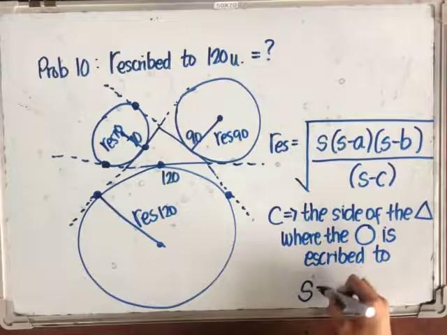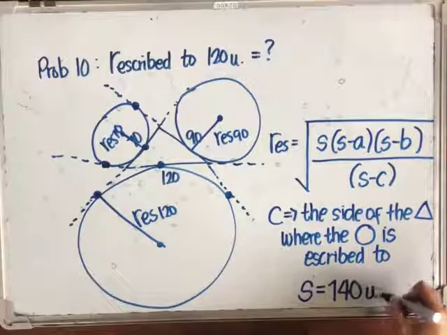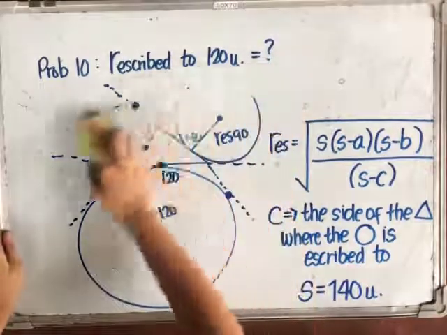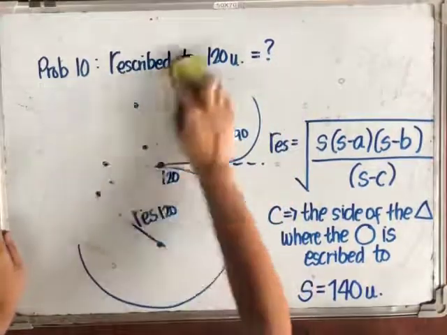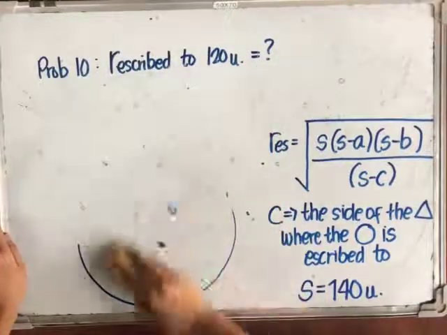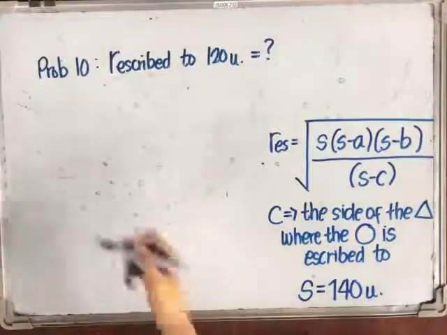Kanina sa computation natin, nakuha na natin na si S natin is equal to 140 units. So what we should do now is substitute na lang natin dito sa ating formula. So let me erase my drawing, and again, you just replay your video if you want to check it again. Okay, medyo maliit kasi ang ating board. I hope you understand.